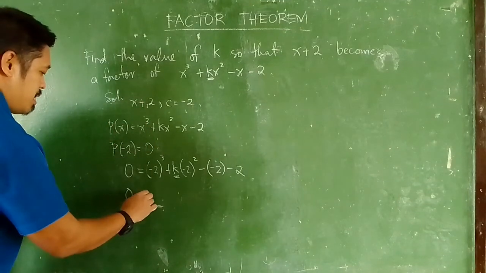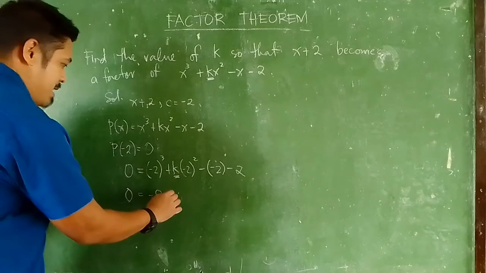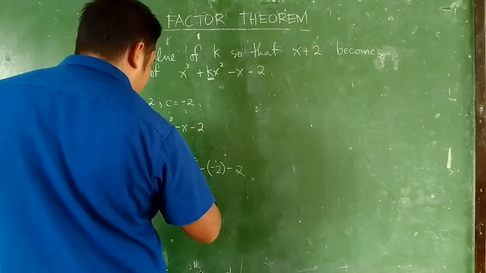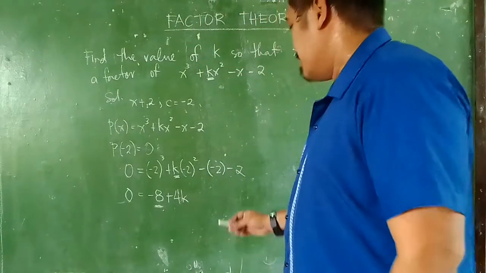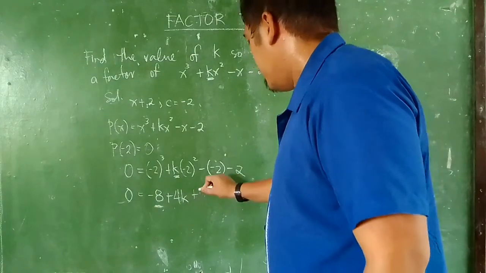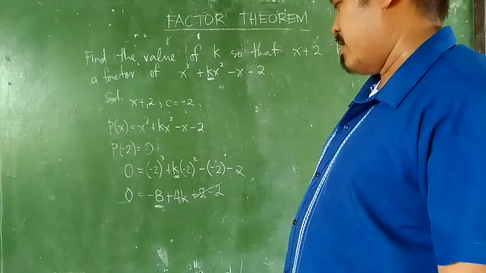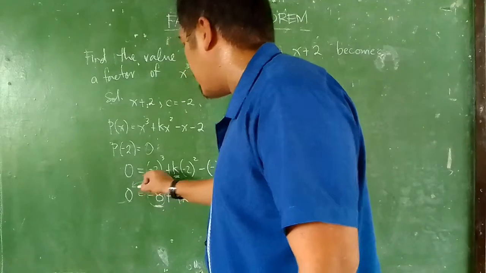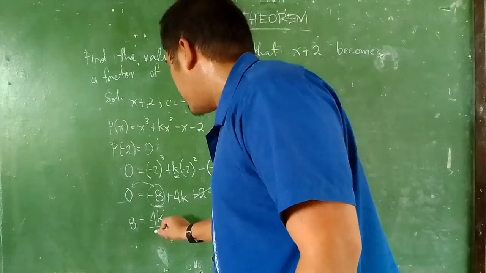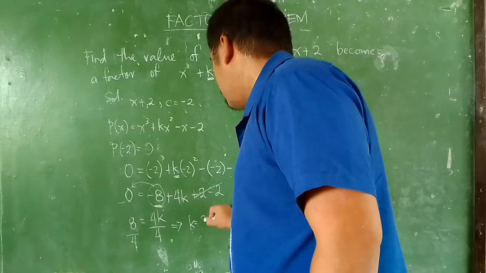So, evaluate na natin. 0 is equal to negative 2 cubed, which is negative 8, plus, negative 2 squared is 4, so magiging 4k. Isusulat ko na yung 4 sa harapan kasi multiplication naman. Then negative times negative, gagawin ko ng positive 4, minus negative 2 minus 2. Obviously, magiging 0 na yan. So, magtitira si negative 8. Itratranspose ko ngayon si 8 sa kabilang side. So we have now 8 equal to 4k. Then dividing both sides by 4, we shall now obtain the value of k, which is equal to 2.